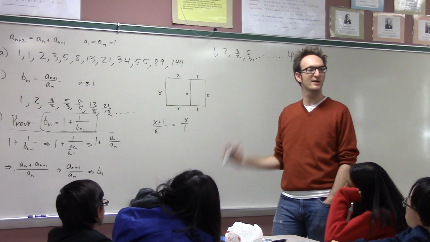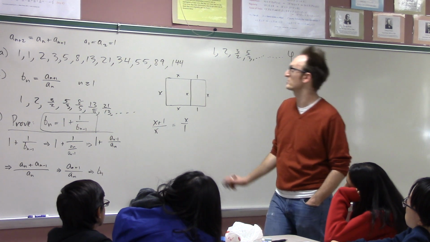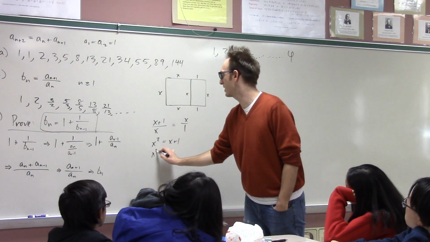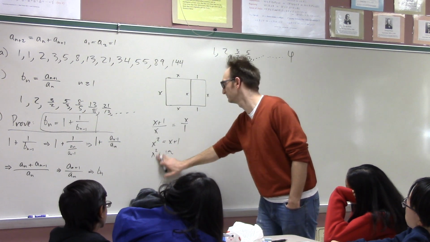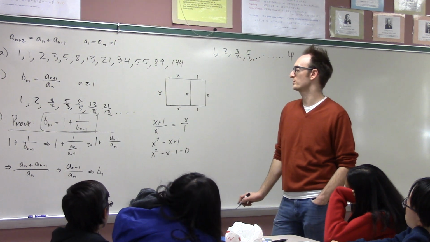And whatever x value is the solution to this equation will be the answer. So you just do this, you get x squared equals x plus 1, so that's like x squared minus x minus 1 equals zero, and then it doesn't factor, so you use the quadratic formula.